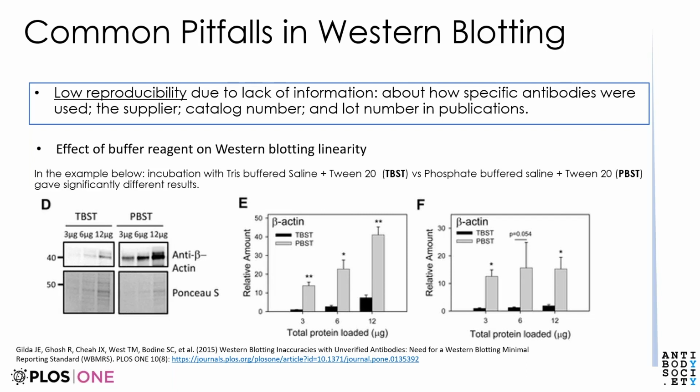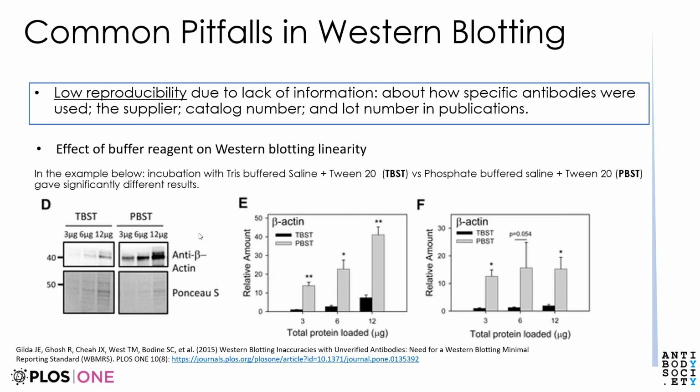So for example, in these experiments here, you can see from our lab, just changing from Tris buffered saline with Tween 20 to phosphate buffered saline with Tween 20, we get huge differences in the sensitivity. So you can see here, the linearity changes drastically. And PBS giving significantly more signal and causing us to have to use a lot less protein if we're using PBS. So using different simple things that we consider, just changing from TBS to PBS causes drastic changes in your results. So you have to be aware of that, and you have to take that into account when you're validating your antibody, as well as when you're doing your Western blots.